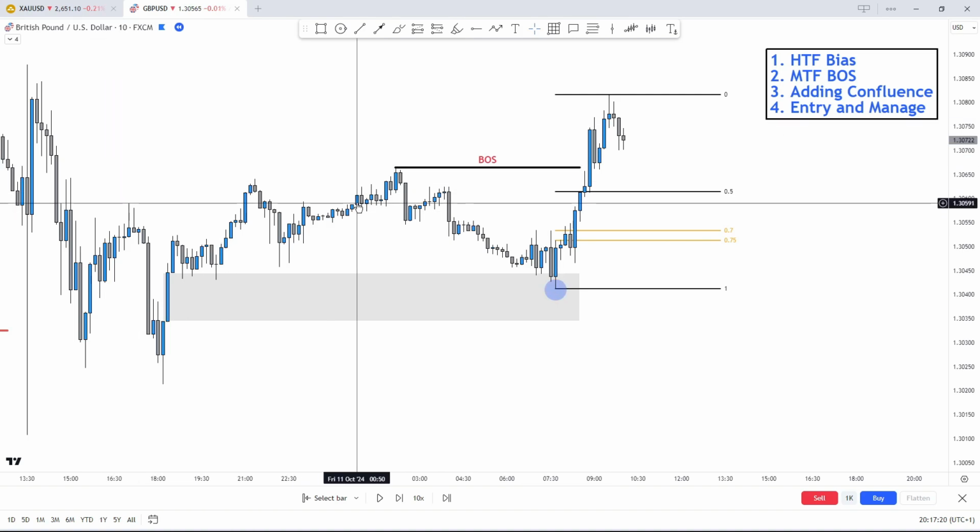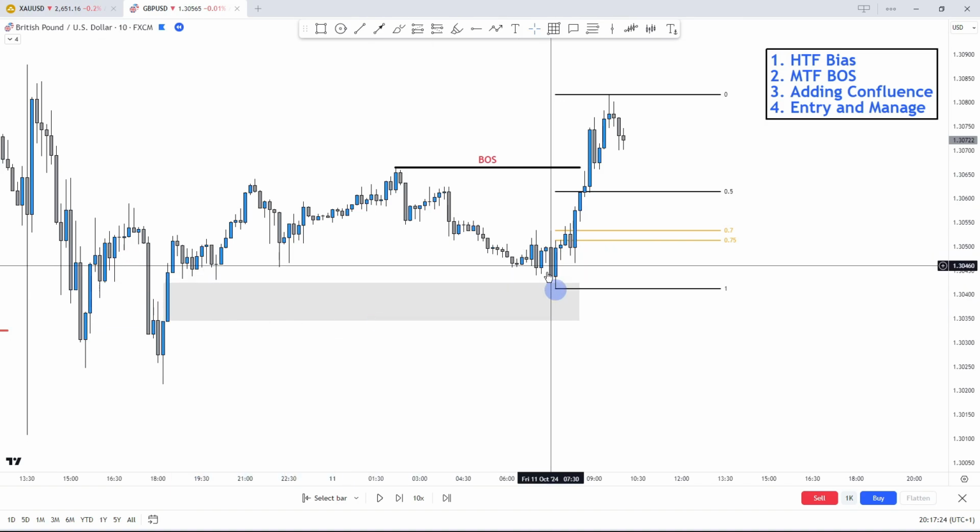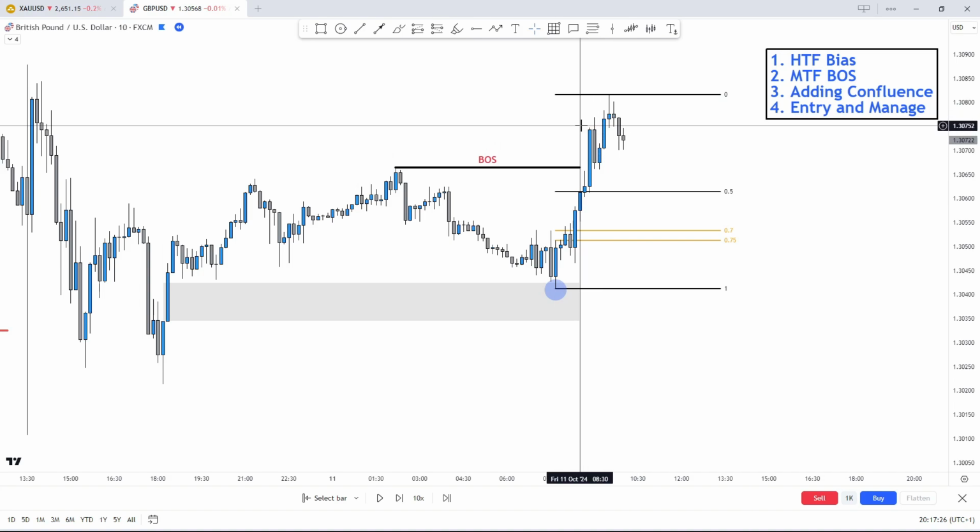And yeah, we can see very clearly that price has tapped into this fair value gap right here, and it has caused price to push towards the upside, telling me that currently buyers are in control of the market and smart money is pushing price upwards.